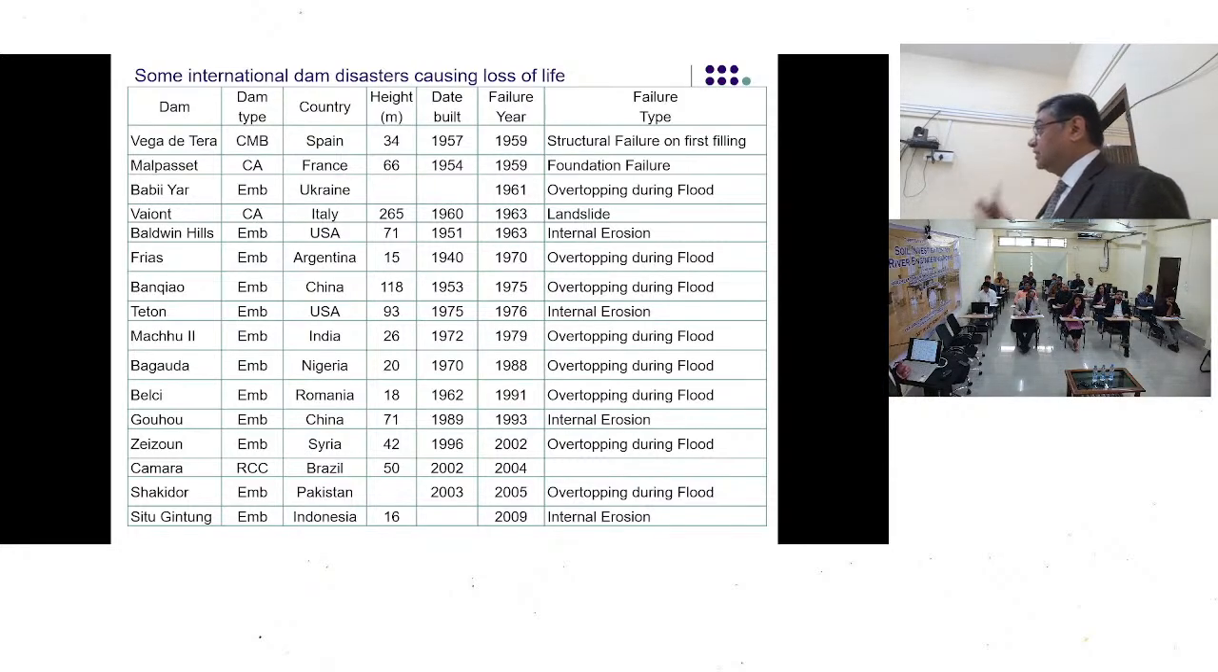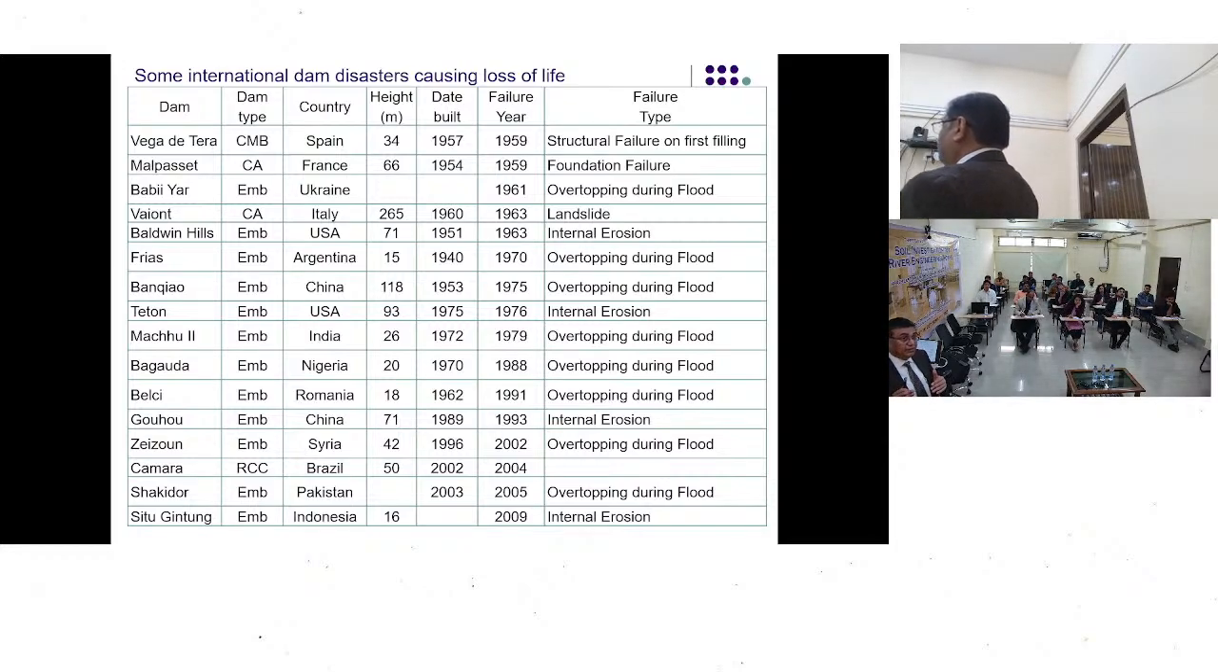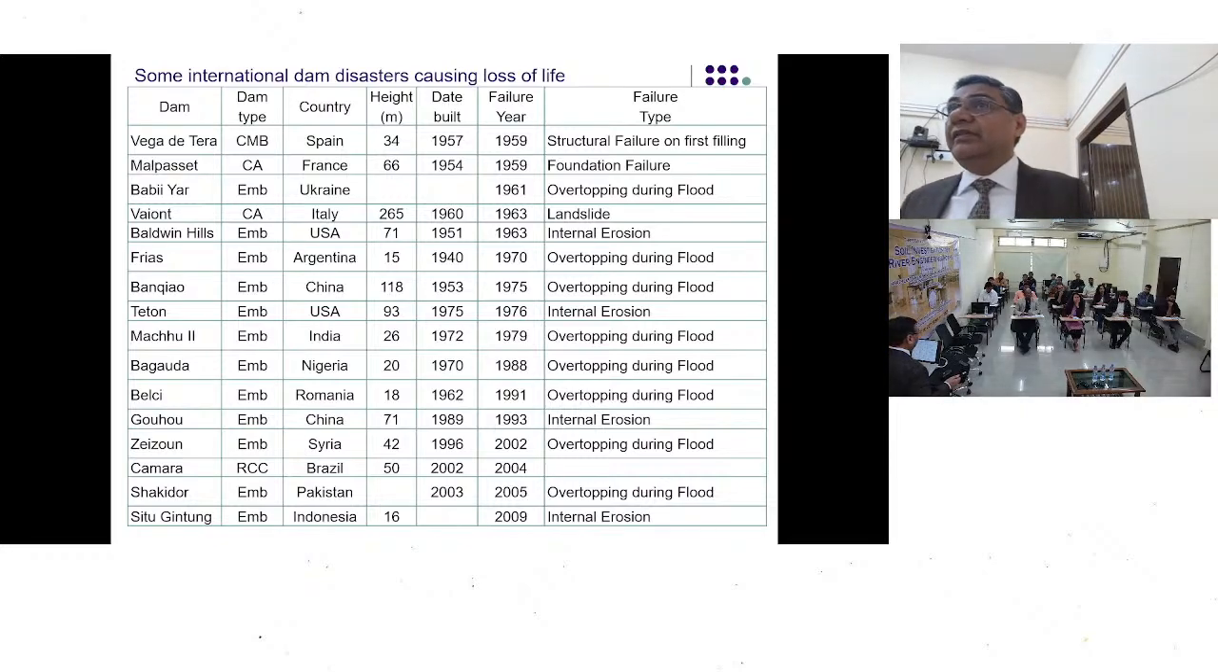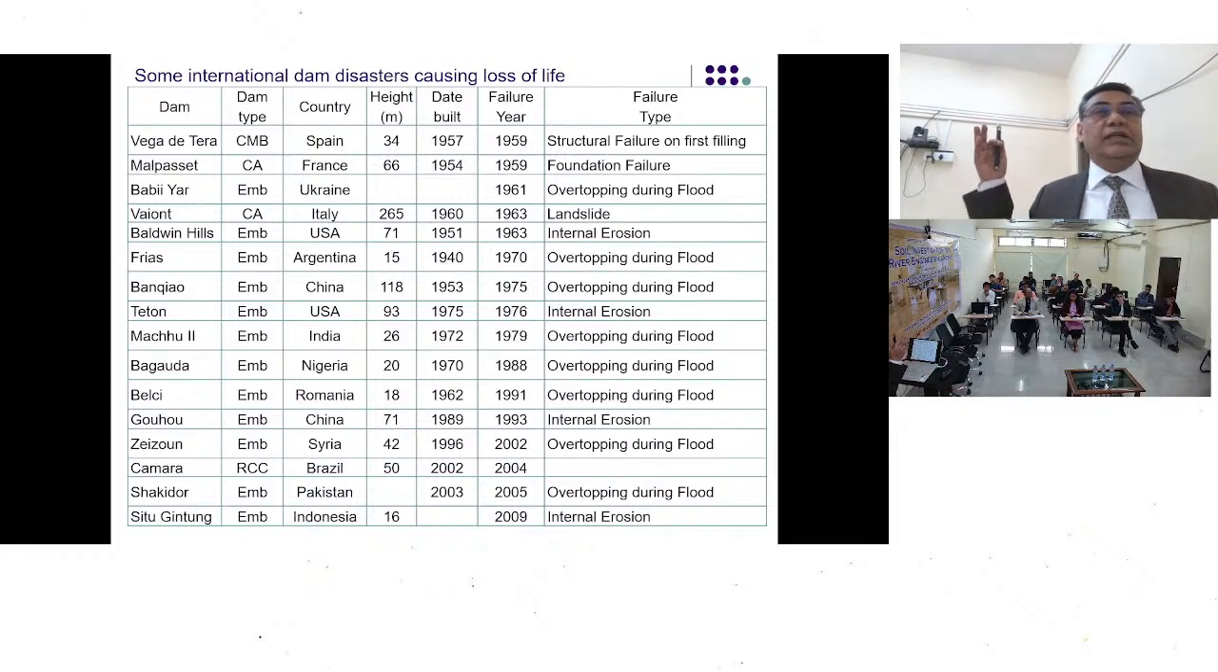These are some of the structures which have failed internationally, they have failed. It's not that we don't make mistakes, we make mistakes. What are these mistakes? The mistakes are usually our lack of understanding or lack of investigation, lack of following the correct construction practices, which have led to certain failures.